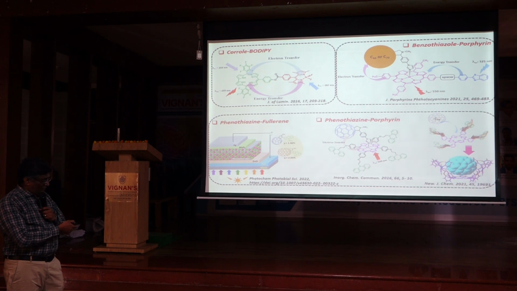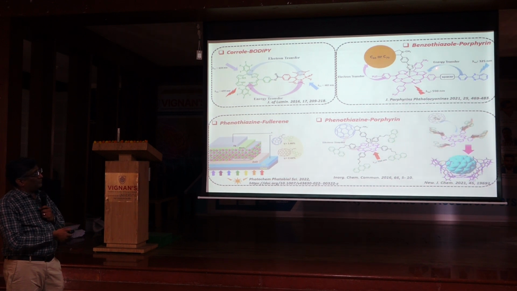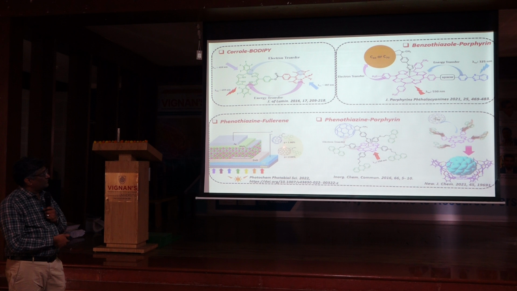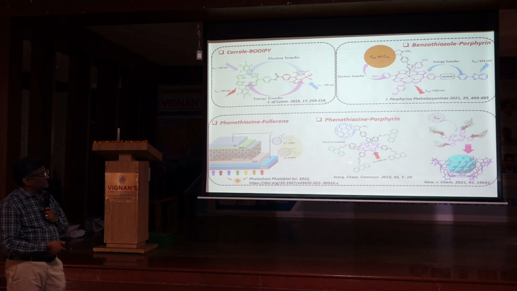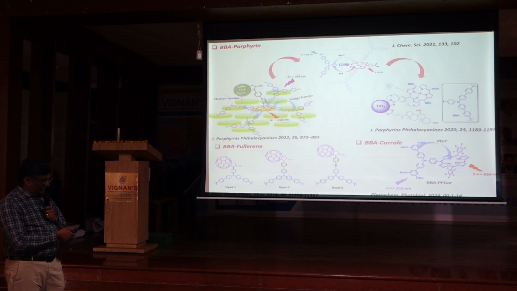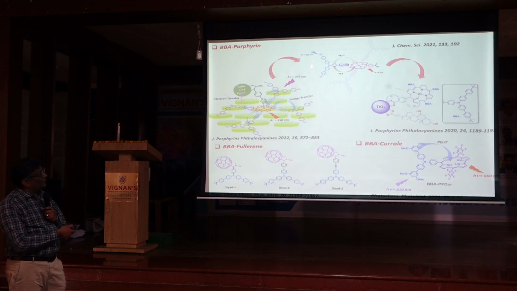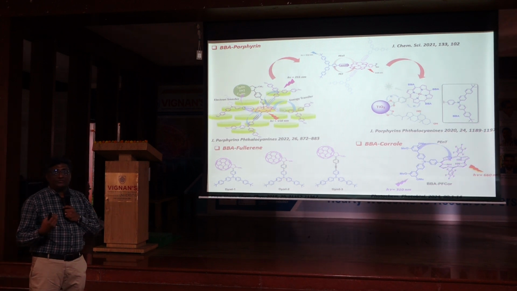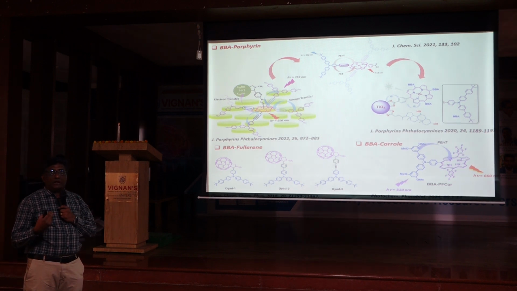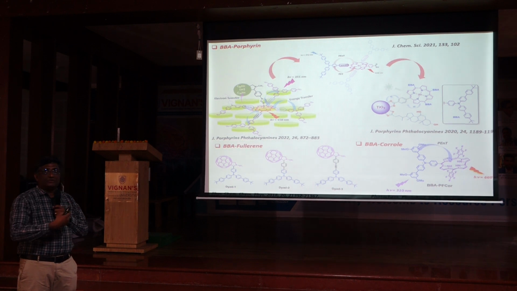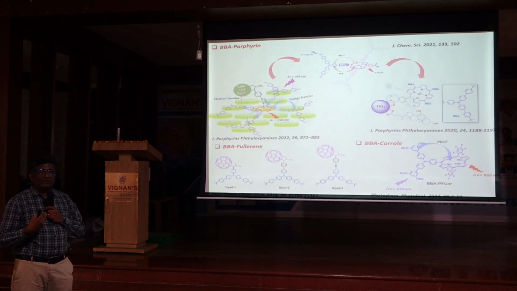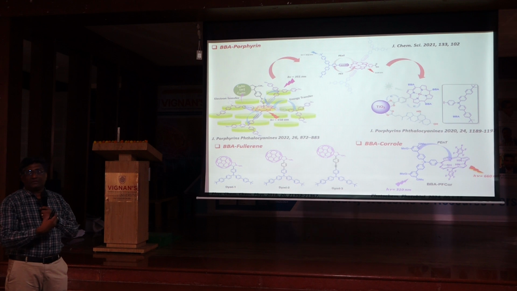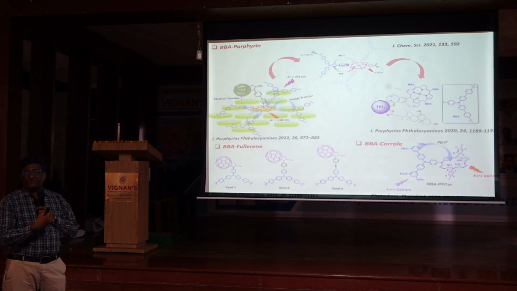Or we have been working on corrole-BODIPY systems, porphyrin, benzyl porphyrin systems, and we use them for solar cells and for trapping fullerenes, and BBA systems, which is one of the beautiful molecules where you can actually see a cation radical. I would like to say to the audience that it is very easy to monitor an anion radical because it usually comes at 1000 nanometers, but it's very hard to monitor a cation radical because it gets interfered with the triplet states.